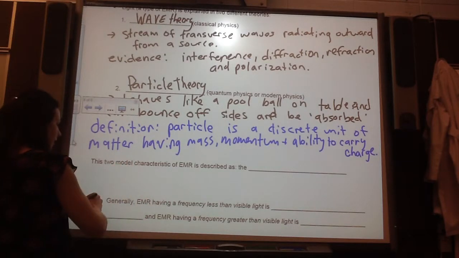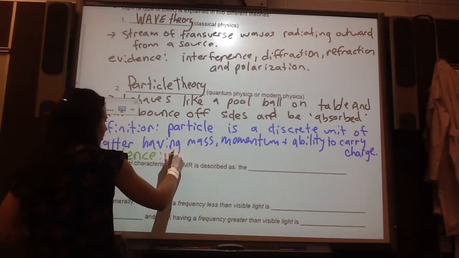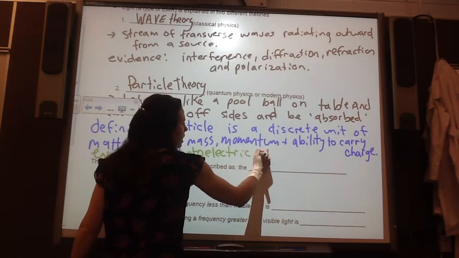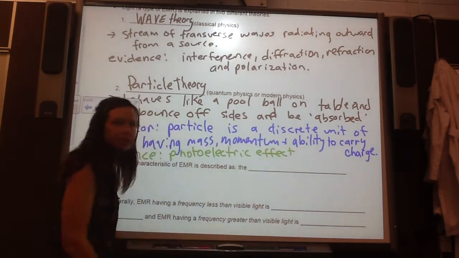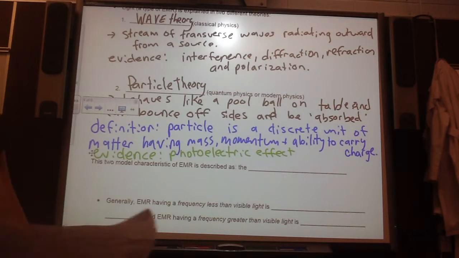So our main evidence that we see of this is something called the photoelectric effect. Okay, the photoelectric effect. Now, again, this is a whole other lesson that we're going to do on the photoelectric effect. So this is just a little introduction. But the photoelectric effect, this is what it is. It's where we have the emission or ejection of electrons from the surface of a metal in response to light.